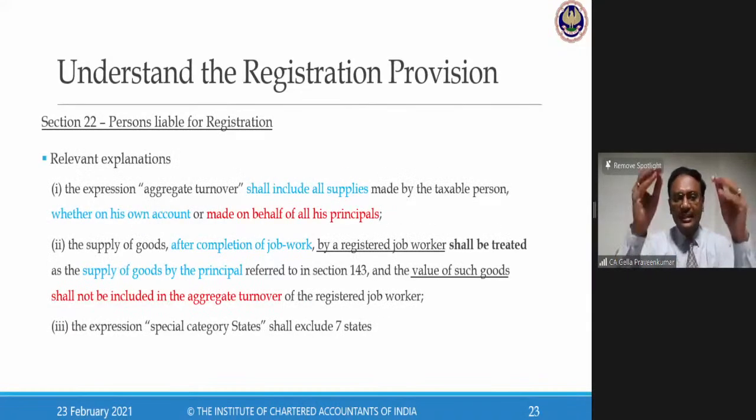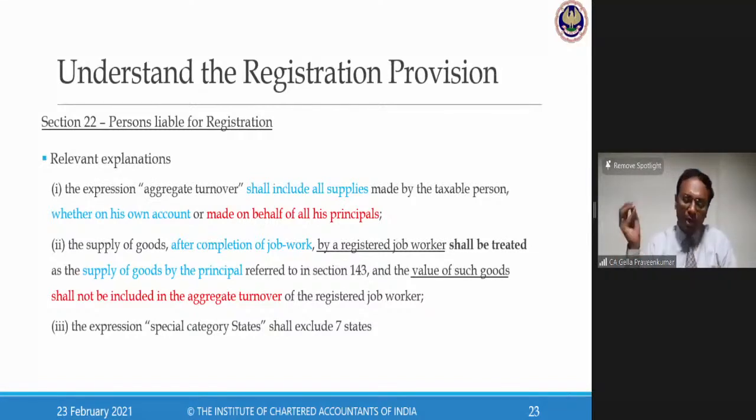Next. Now, these are a couple of points which are brought in by way of explanation under Section 22, where they have clearly explained that whenever you are calculating this term called aggregate turnover, this shall include supplies made by a taxable person on his own account or on behalf of the principal. So first point, please bear in your mind whenever an example is given.